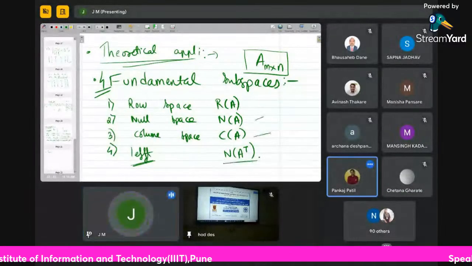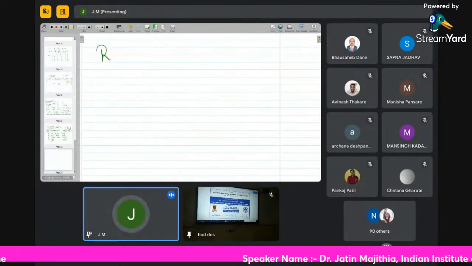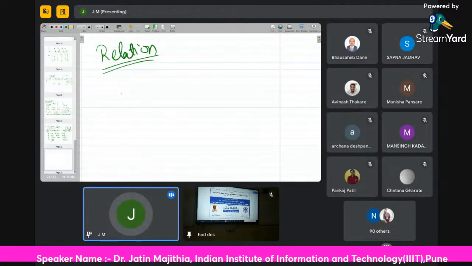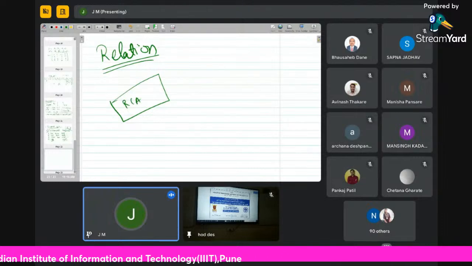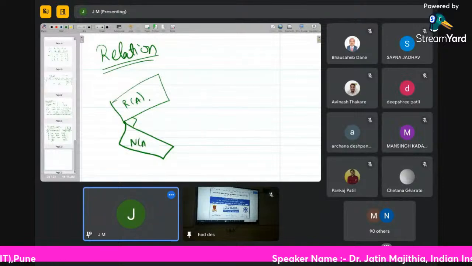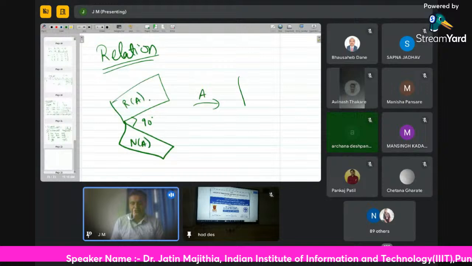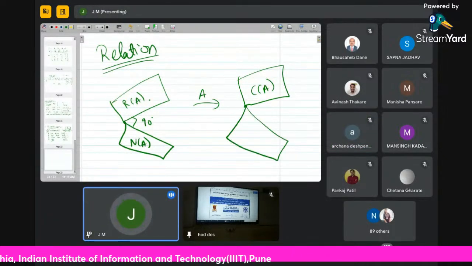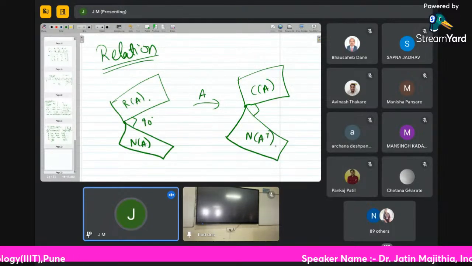Why these 4? Because they have a very nice relation. What is that nice relation? The null space of A is orthogonal to the row space of A. They are always orthogonal. This is my matrix A. Then we go to the column space of A. And what is the column space of A orthogonal to? The left null space of A.